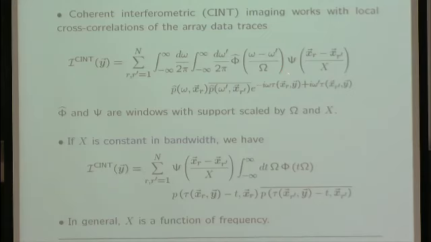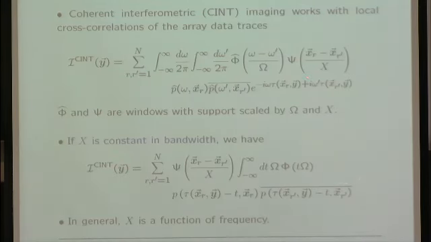Then I introduced two parameters, omega and x. The first scales the offset in the frequencies, omega and omega prime, that we consider, and the second scales the offset between the receivers that we consider. If we choose this length scale x to be independent of the frequency, then we can take this out of the frequency integrals, and after some trivial algebra, you find this expression.